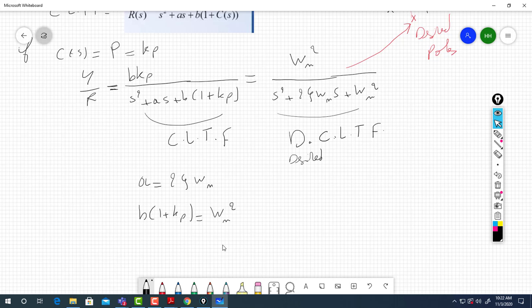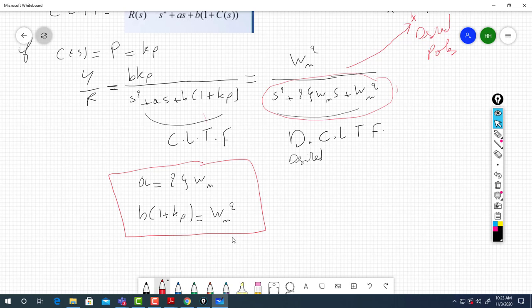Did you get this message? If you have a second order system and you decide to design for it only a proportional controller, then you'll end up having this relation. So assuming your requirement is to achieve a value of omega n and another value for zeta, that gives you your desired pole, because the desired pole comes from this characteristic equation here.